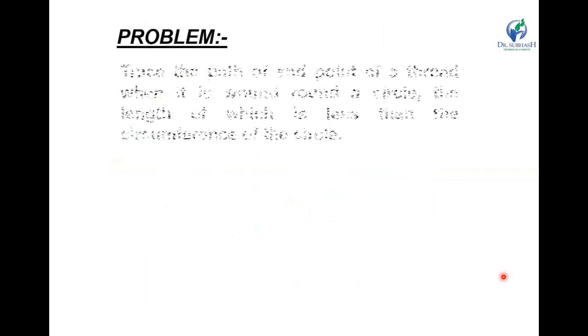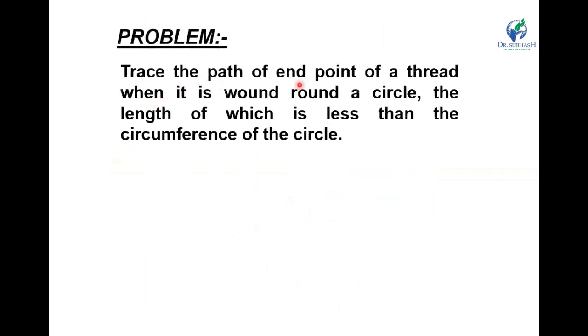Now one more problem. Trace the path of the end point of a thread when it is wound round a circle, the length of which is less than the circumference of the circle. Here we have to wind a thread on the circle, and the length required for the thread is equal to pi d. But here the length of the thread is less than the circumference of the circle.